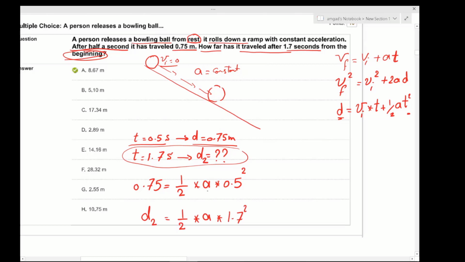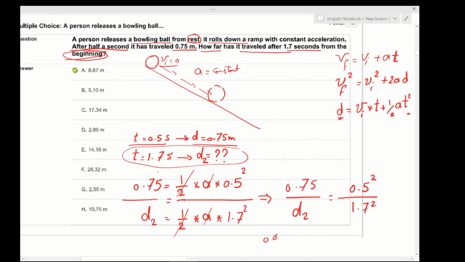So here I have two equations. I can solve them easily. We can divide them over each other. So this one over this one equals also the same. So 0.75 divided by the second distance equals what? Half goes with half. Acceleration goes with acceleration. Easy, 0.5 square over 1.7 square. So could you please calculate the distance, D2?